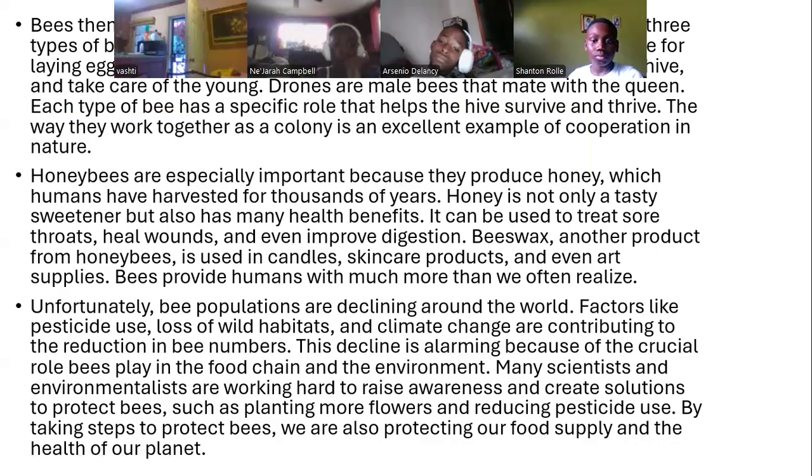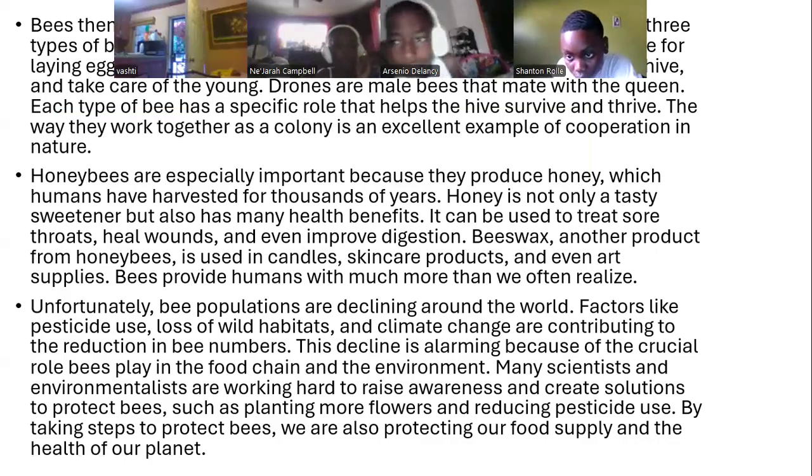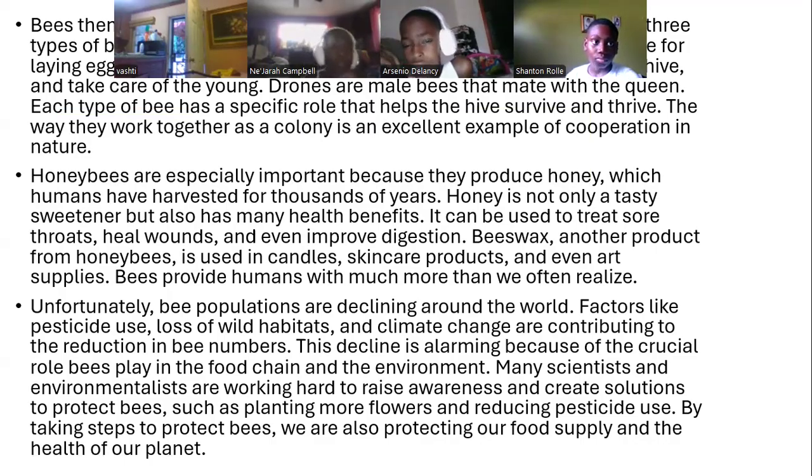Najara, give me one thing you understand from the passage. A bee colony is made up of three types of bees. Okay, and what are the three types of bees? The queen, the workers, and the drones. Very good.